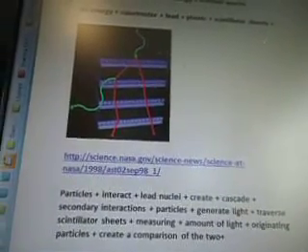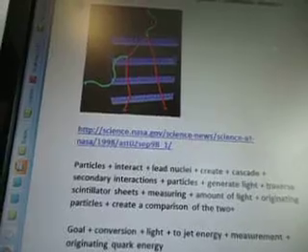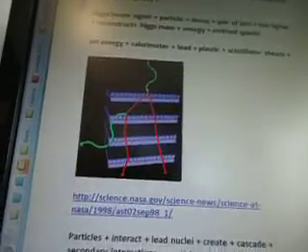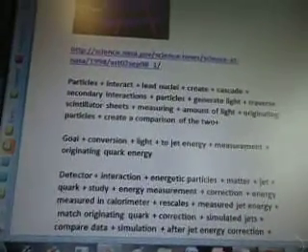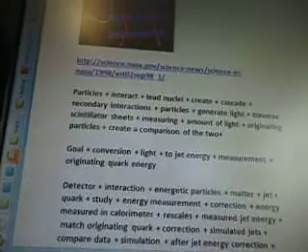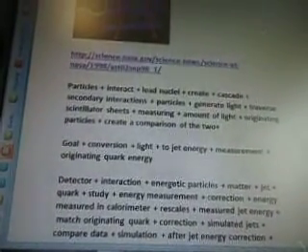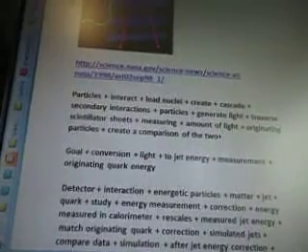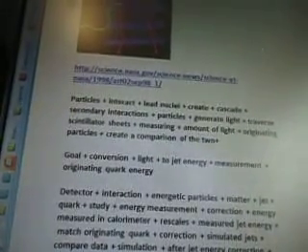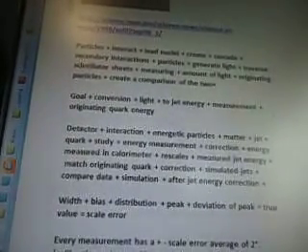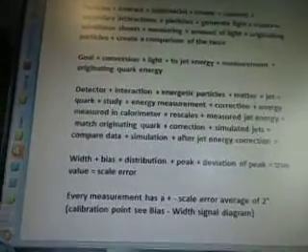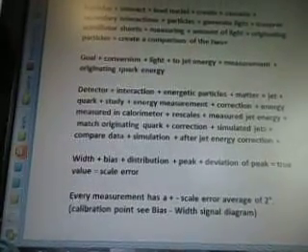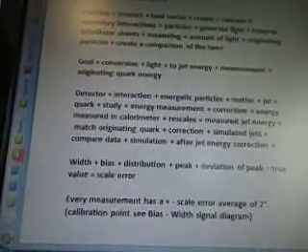So this is from science.nasa.gov. Some sort of graph there showing the particles and stuff. So if particles interact, lead nuclei create cascade secondary interactions. Particles generate light. Transverse scintillator sheets, measuring amount of light, originating particles, create a comparison of the two. Goal, conversion, light to jet energy, measurement, originating quark energy. Detector, interaction, energetic particles. Matter, jet, quark, study, energy management, measurement, correction.